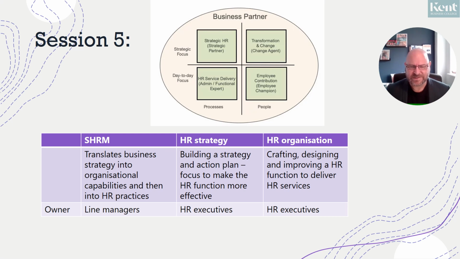Therefore, it's about translating the business strategy into the organization in terms of its human resources, and making sure that this is done consistently by the line managers, and therefore the human resource management executives are building the strategy and action plan, crafting, designing, and improving these functions across the organization. You can clearly and explicitly see how human resource management, as strategic human resource management, is linked to strategy.